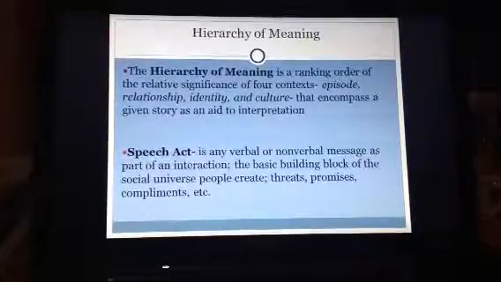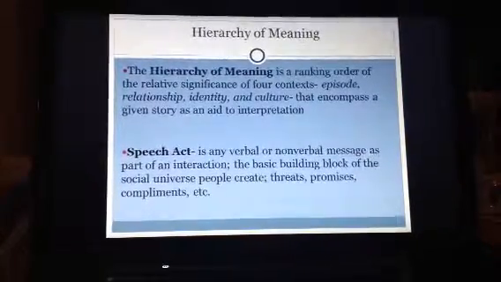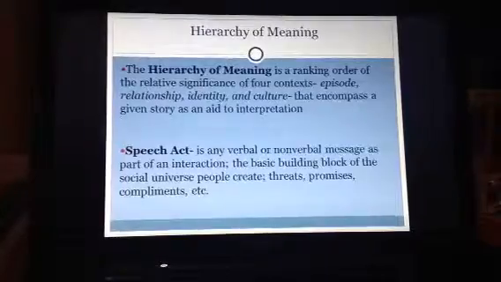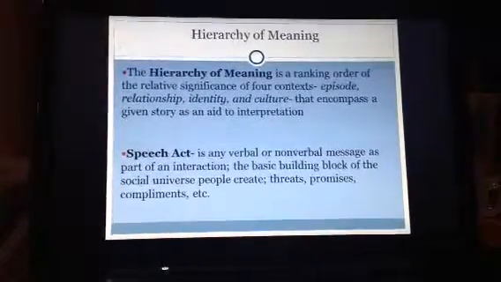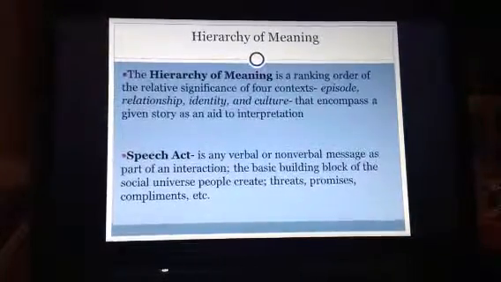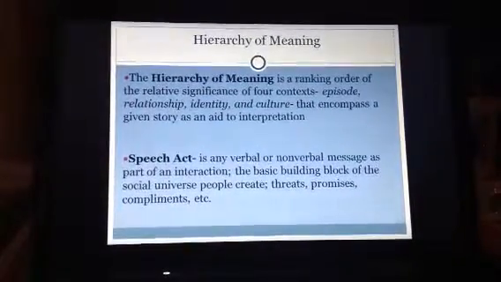The speech act is at the center of all of these things, and it's just any verbal or nonverbal message as part of an interaction. It's the basic building block of all of the four contexts, and it can create threats or promises, maybe compliments.